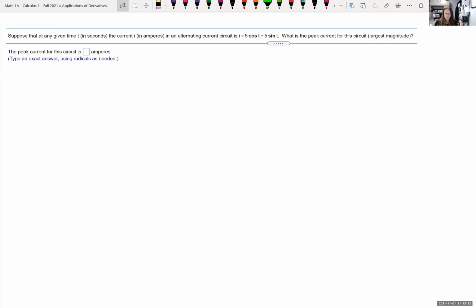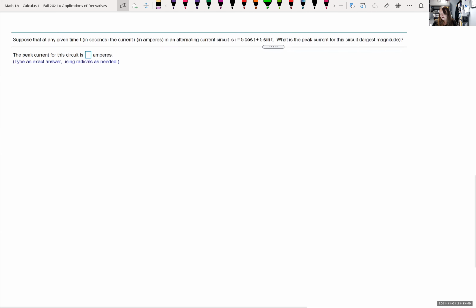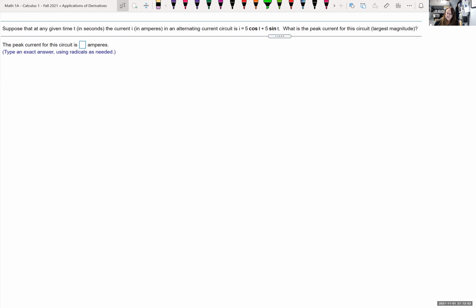Okay, so another example from the homework. Suppose that at any given time, t, in seconds, the current I in amps in an alternating current circuit is I equals 5 cosine t plus 5 sine t. What is the peak current for the circuit, the largest magnitude? In order to find that, we're going to need to look at the derivative.